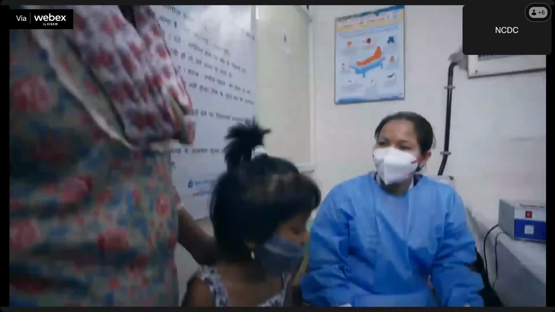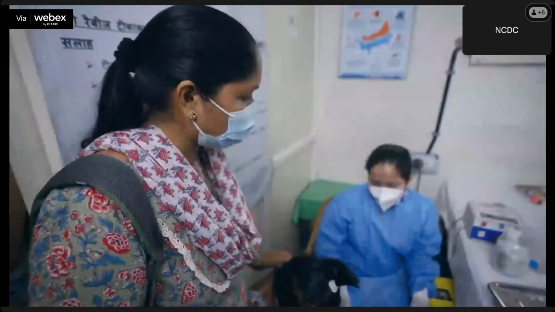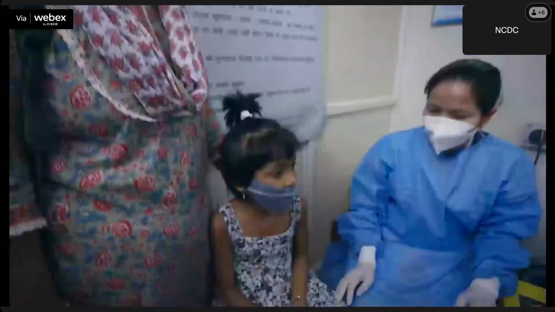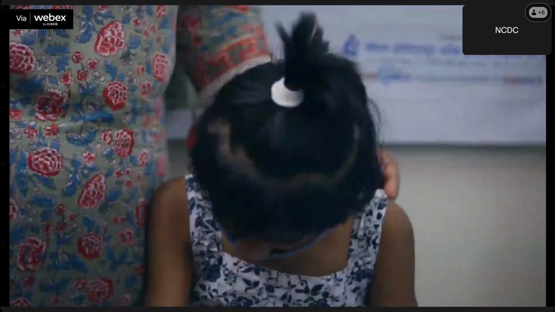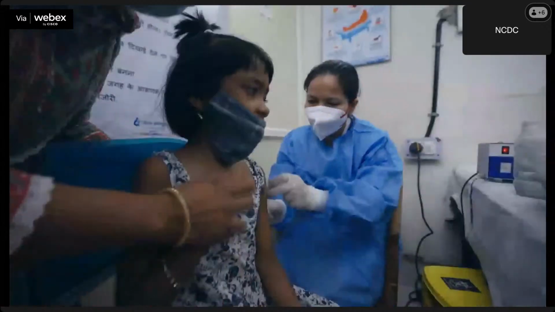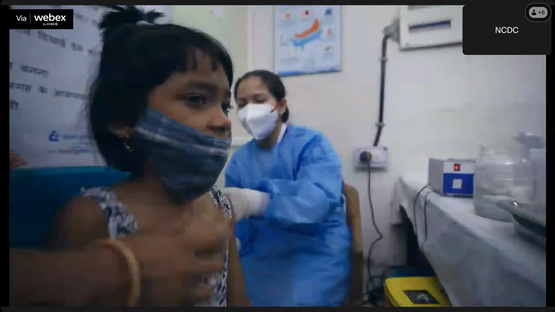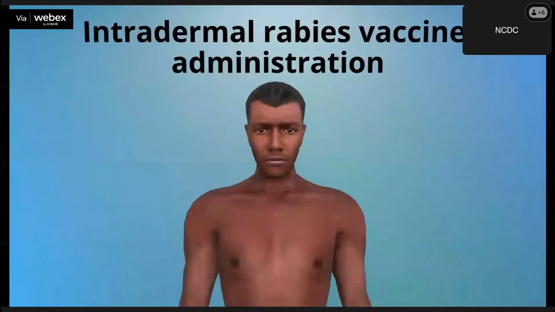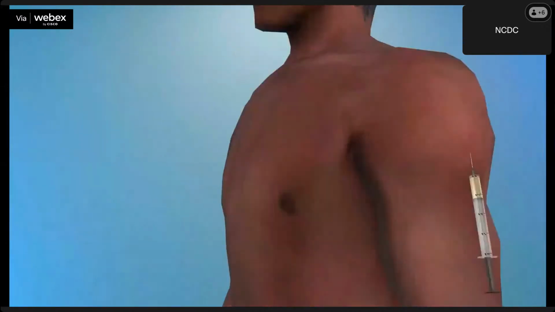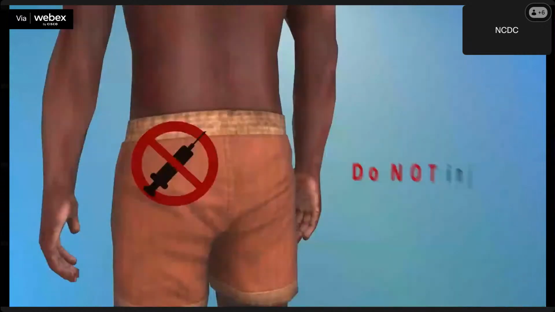This wound was already washed by her mother with water and soap. The doctor informs her mother that she will be vaccinated for rabies for precaution. As Sonakshi is still traumatized, the nurse is comforting her before injecting her the rabies vaccine in her upper arms as part of intradermal technique. The intradermal rabies vaccine must be administered through aseptic technique at deltoid muscle for both adults and children. Do not inject in the gluteal region.